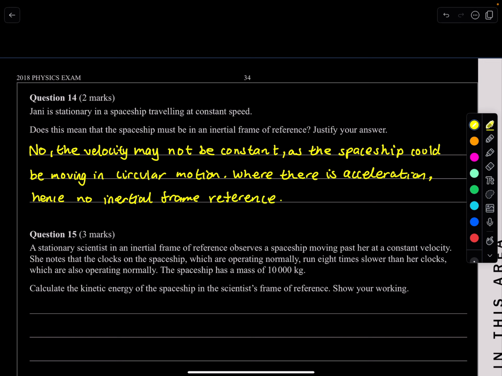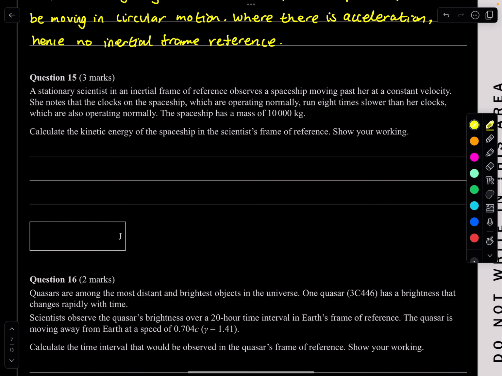Basically, that's it. Nice. Question 15. A stationary scientist in an inertial frame of reference observed a spaceship moving past her at constant velocity. She notes that the clocks on her spaceship, which are operating normally, run 8 times slower than her clocks, which are also operating normally. The spaceship has a mass of this. Calculate the kinetic energy of the spaceship in the scientist's frame of reference. Okay, let's think about it again.